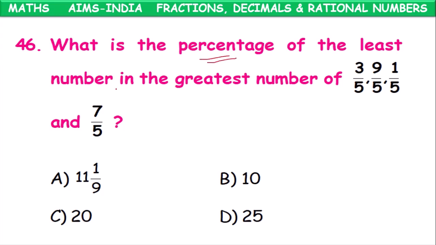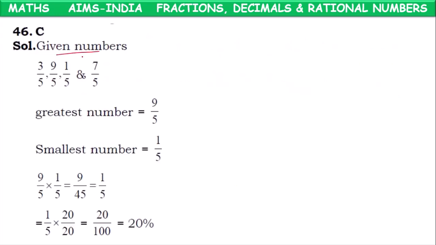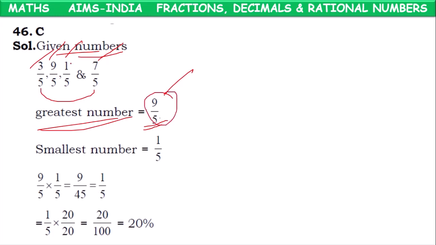Next, what is the percentage of the least number in the greatest number of 3 by 5, 9 by 5, 1 by 5 and 7 by 5? Given numbers: 3 by 5, 9 by 5, 1 by 5, 7 by 5. They have the same denominator, so the greatest numerator will be the greatest number. So, 9 by 5 is the greatest number, and 1 by 5 is the smallest number.